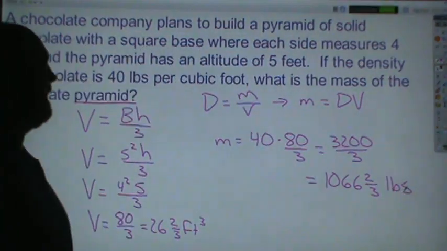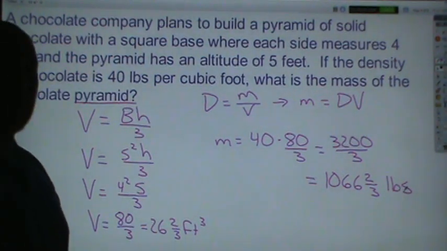This is going to be a pretty heavy pyramid. Good luck with all your pyramid work.